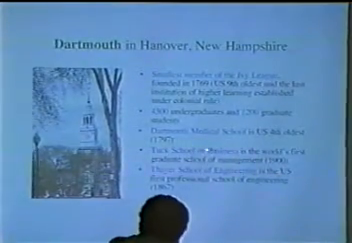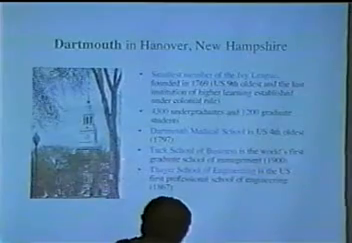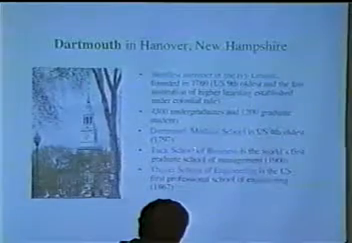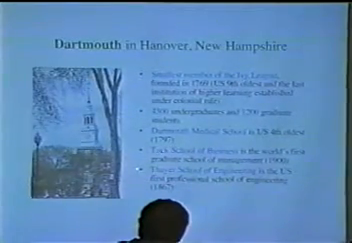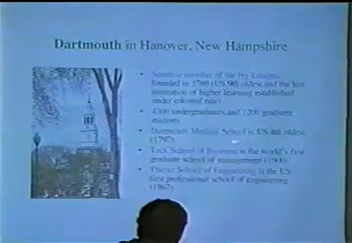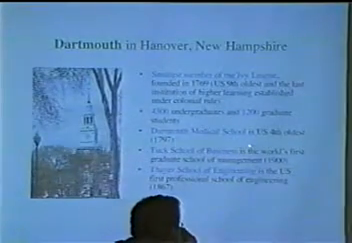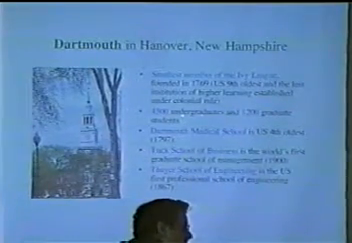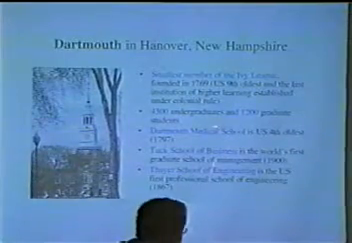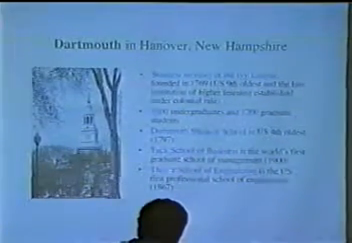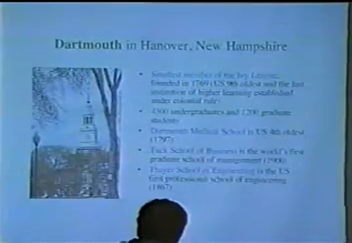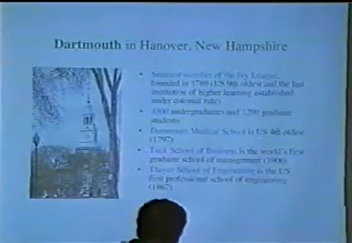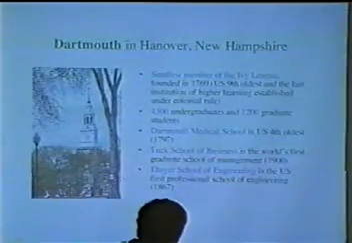And Tuck School is the smallest among the top 10 business schools in the country. Very, very nice and rich school. Dartmouth Medical is very good, very competitive. It has about 7,000 applicants for 70 slots every year. So it's a small school too, but very, very good. And it also has the School of Engineering, and it's claimed to be the first graduate professional school in the country.